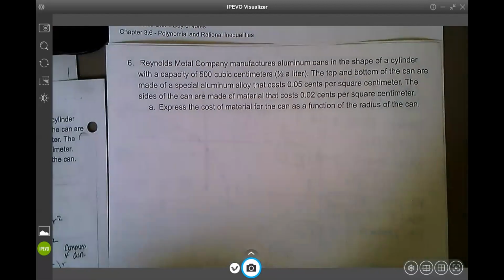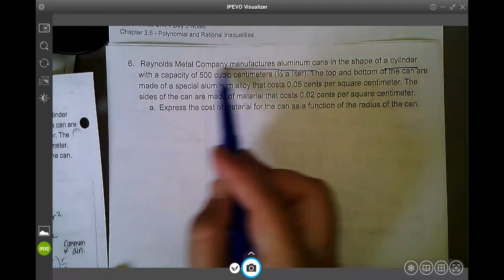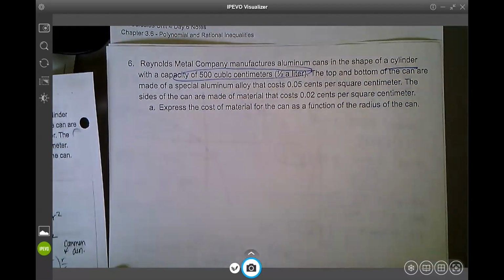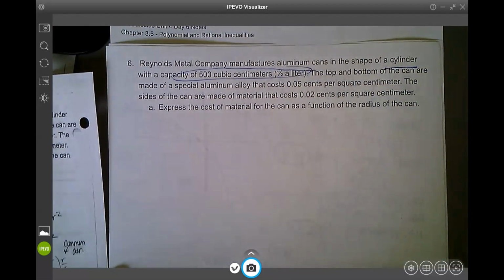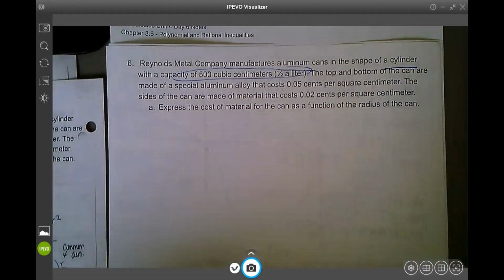Reynolds Metal Company manufactures aluminum cans in the shape of a cylinder with a capacity, so that would be the volume, of 500 cubic centimeters. The top and the bottom of the can are made of a special aluminum alloy that costs 0.05 cents per square centimeter. So not 5 cents, but 0.05 cents per square centimeter. The sides of the can are made of a material that costs 0.02 cents per square centimeter. Express the cost of the material for the can as a function of the radius for the can.